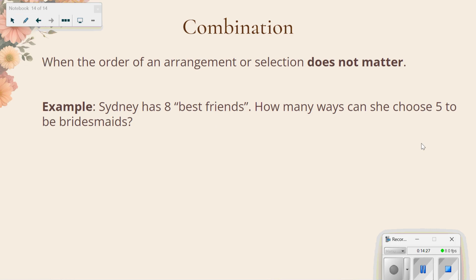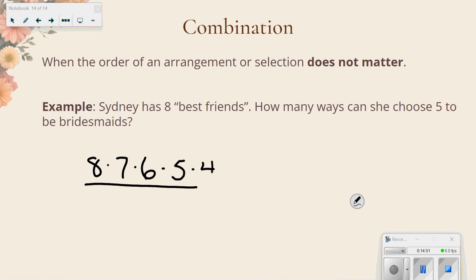So it's going to start off similar to before. Sydney has 8 friends. She has 5 slots for those bridesmaids positions. For your first slot, you can choose from any of your 8 friends, right? And then you did choose one, so how many are left for the next spot? 7. And then you have 6. And then you have 5. And then you have 4. So that's my 5 spots for my bridesmaids.